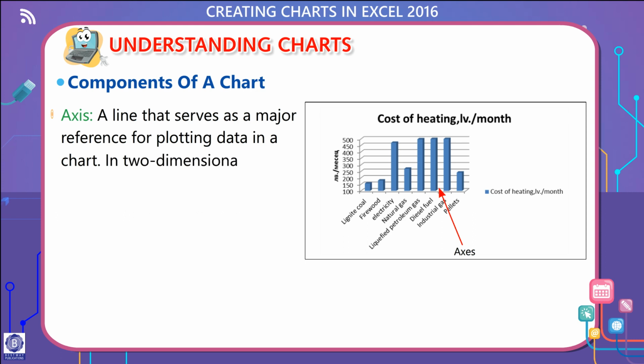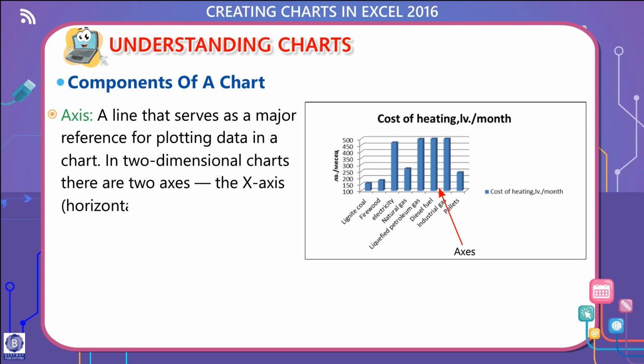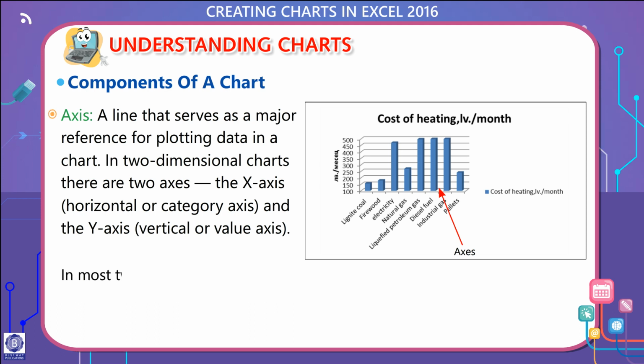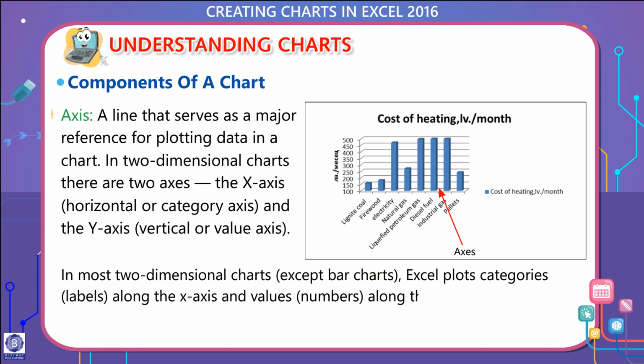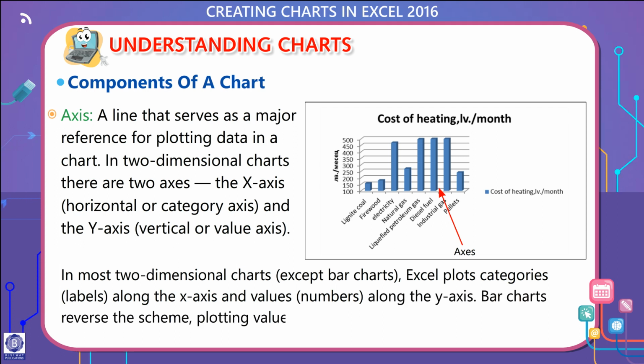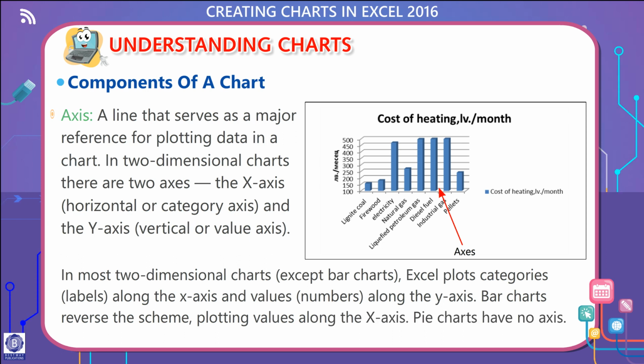In two-dimensional charts, there are two axes: the x-axis, horizontal or category axis, and the y-axis, vertical or value axis. In most two-dimensional charts, except bar charts, Excel plots categories, labels, along the x-axis and values, numbers, along the y-axis. Bar charts reverse the scheme, plotting values along the x-axis. Pie charts have no axis.